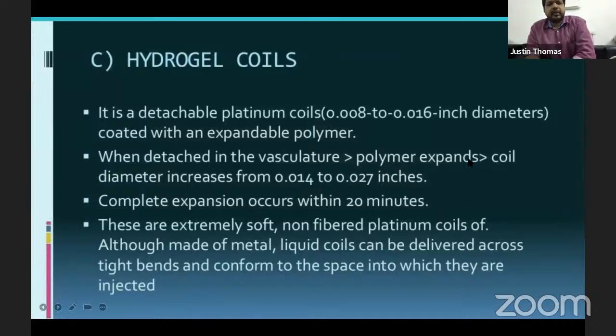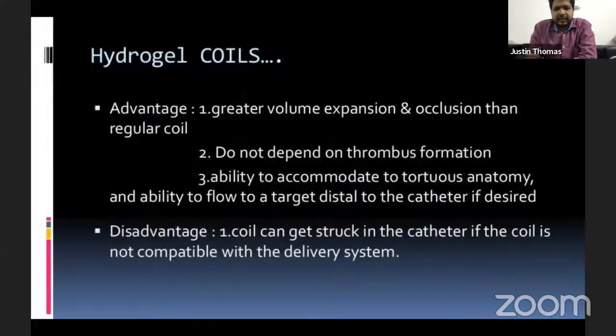Coming to hydrogel coils, which are also detachable platinum coils, coated with a polymer. What happens is that when it is detached, the polymer around the coil expands and the diameter of the coil increases. And this expansion usually occurs within 20 minutes. And these are extremely soft and non-fibered platinum coils. And it expands and conforms to spaces when they are injected.